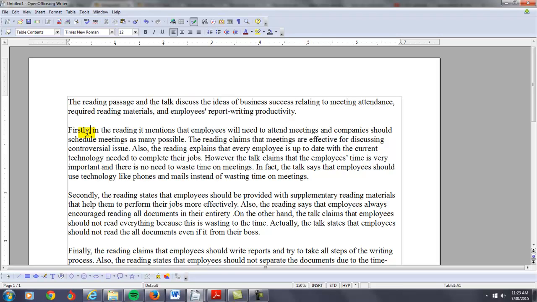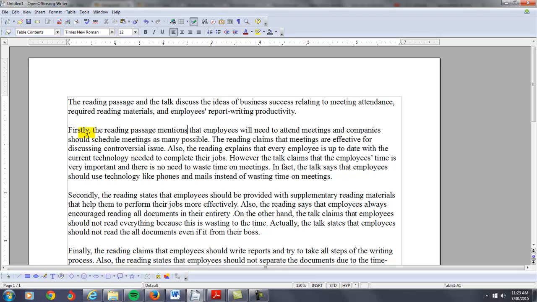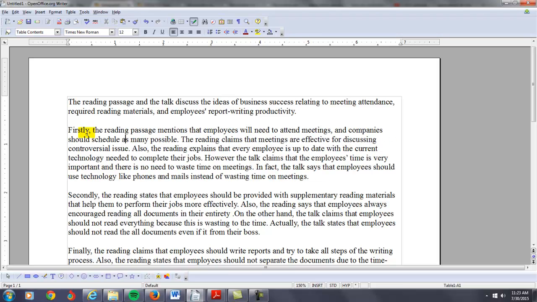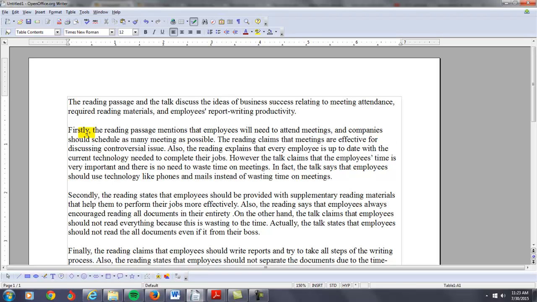So you say first, in the reading. Again, you don't even need to use the preposition. What if you just say the reading passage mentions employees will need to attend meetings and companies should schedule, word order problems, as many meetings as possible. That's what you want to say there.